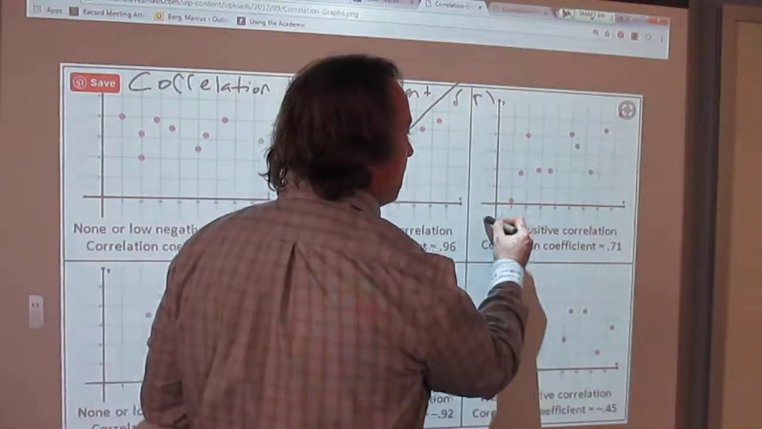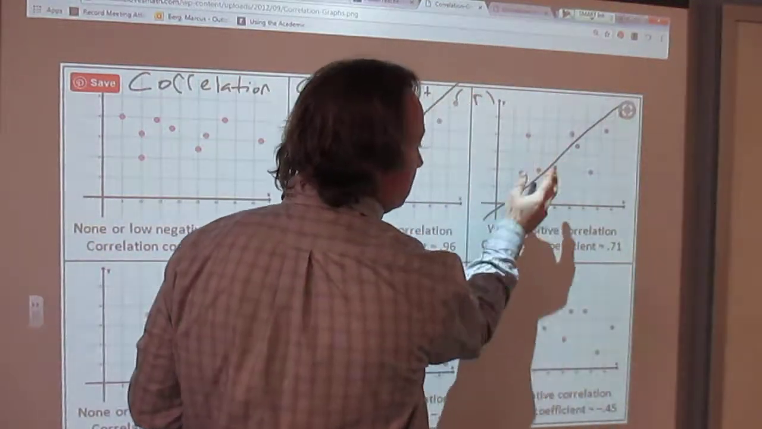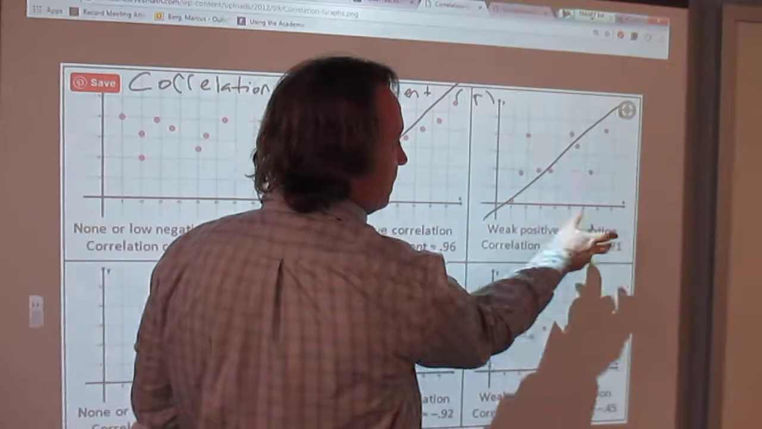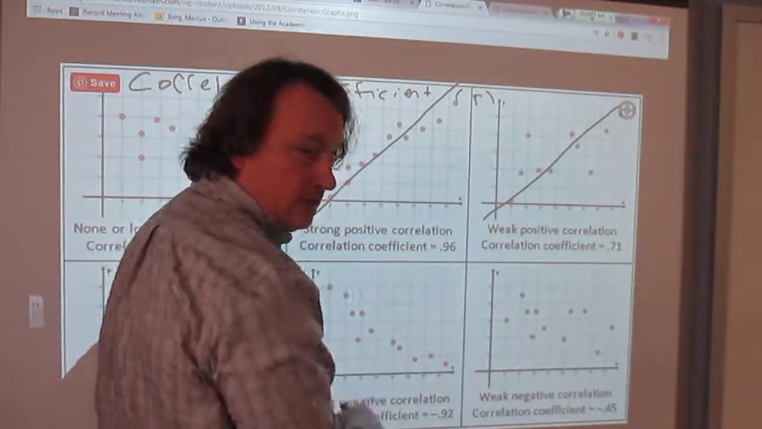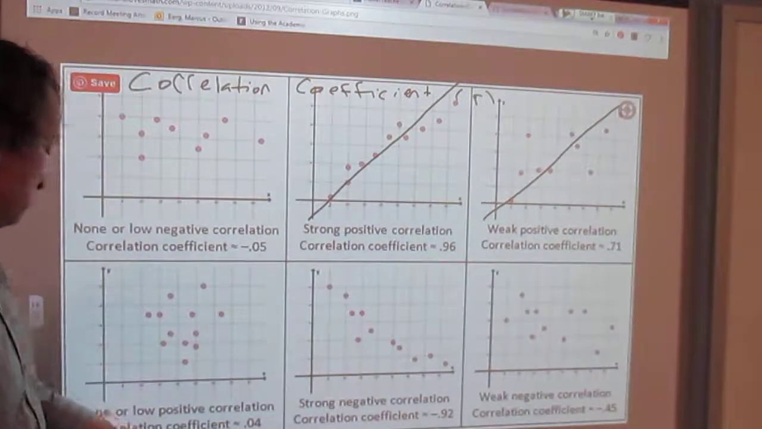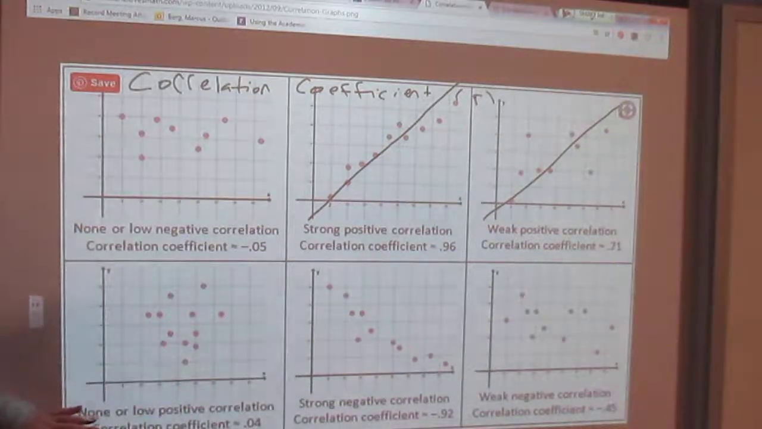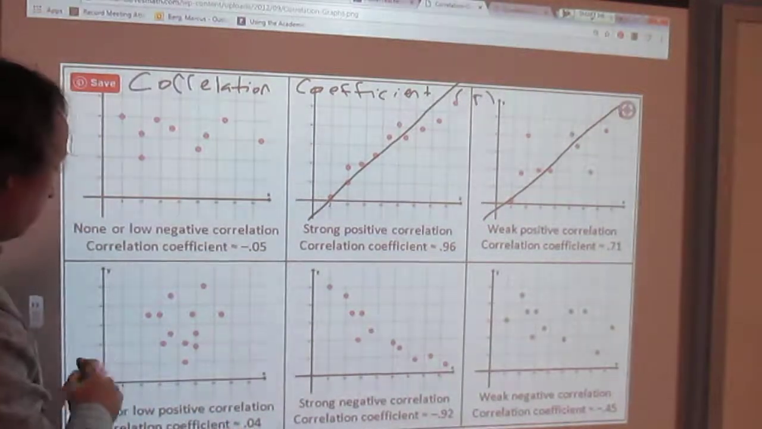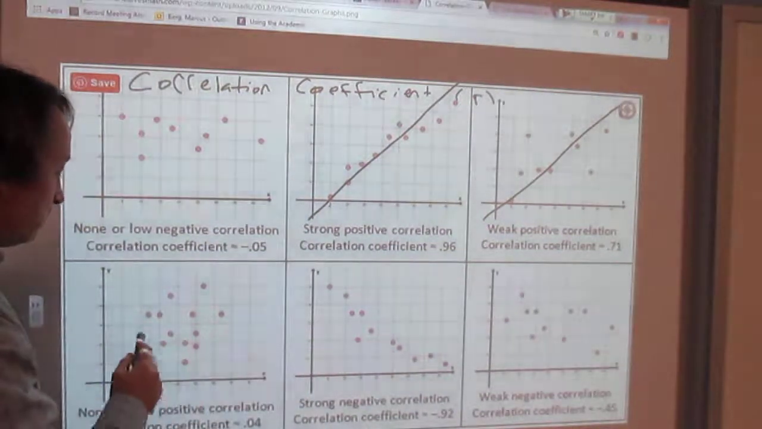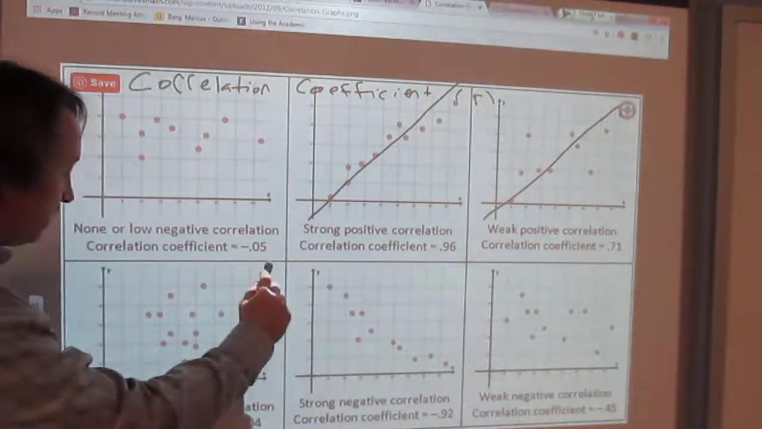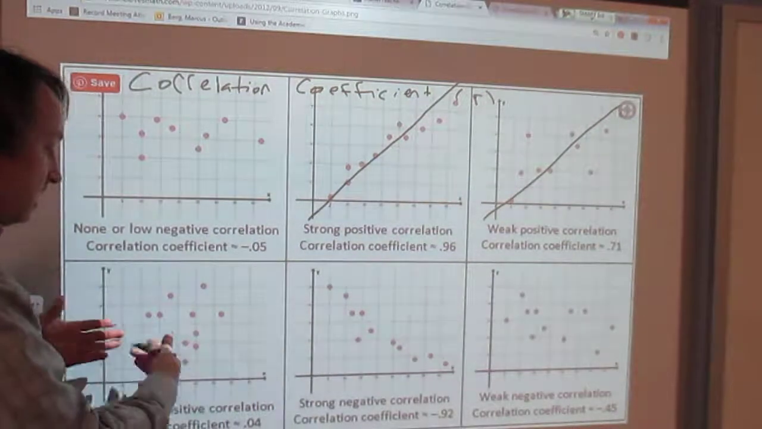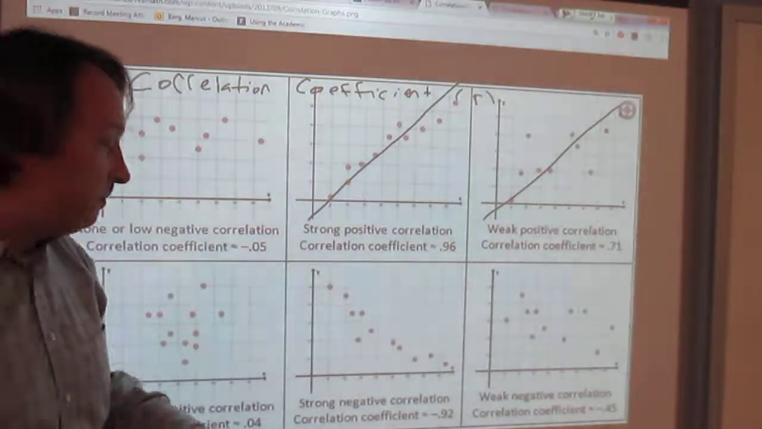0.71, if I'm to draw a line, I have more of a spread. This really tells me how close the actual points are to my regression line. Here, there's really nowhere to draw a line. 0.04, do I draw the line here? Do I draw the line here? Do I draw it here? I have no clue. Any line isn't going to do much help.